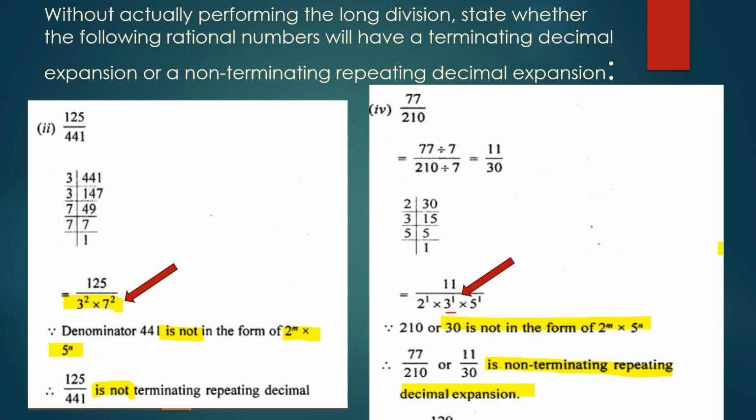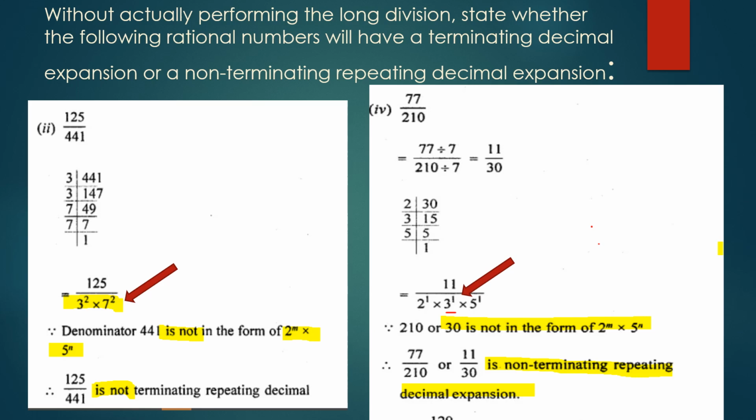441 is a larger number, so we better do the prime factorization. When we carry out the prime factorization, what are we getting? We are getting 3 squared and 7 squared, which I have shown with an arrow. We have to only focus on the denominator. Now in the denominator, you are seeing that it is not of the form 2 power n and 5 power m. What its form is, you see, 3 and 7. They are the powers of 3 and 7, not 2 and 5.